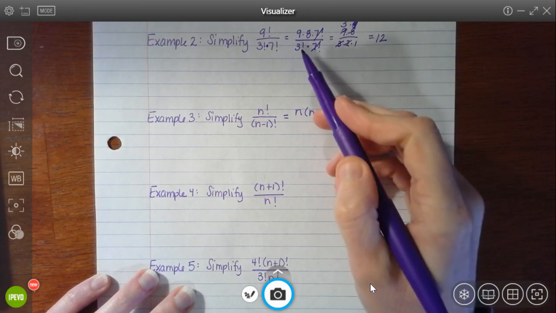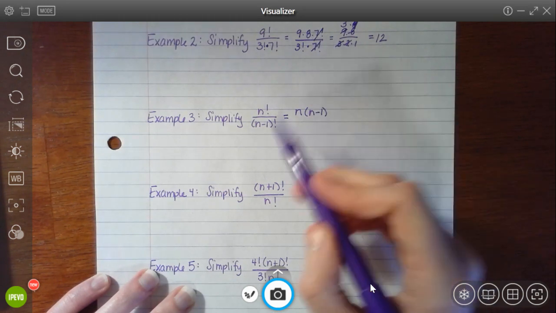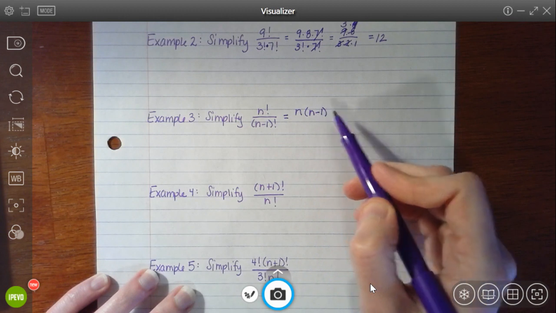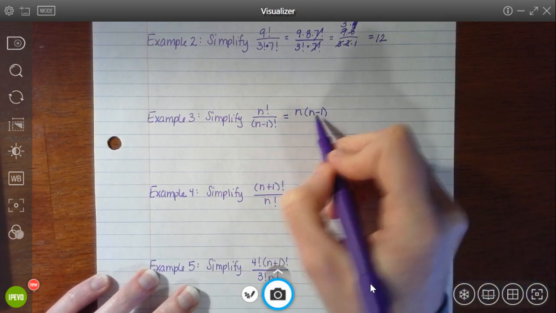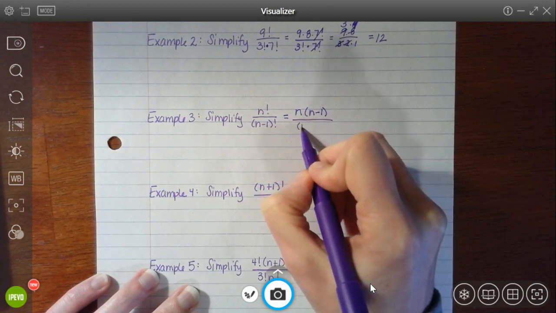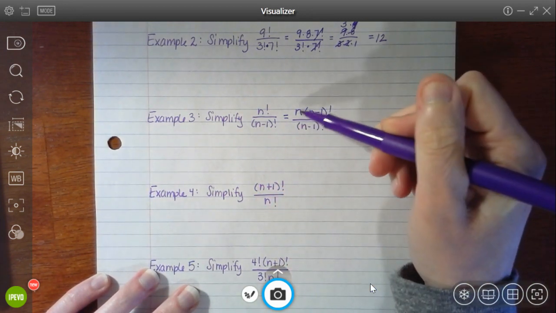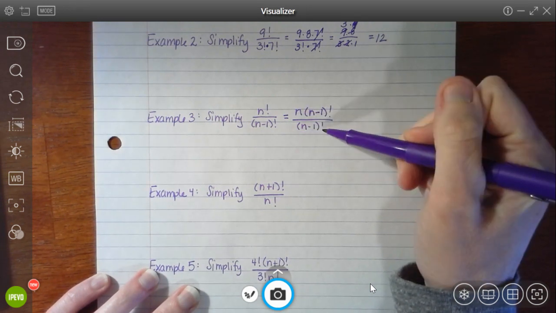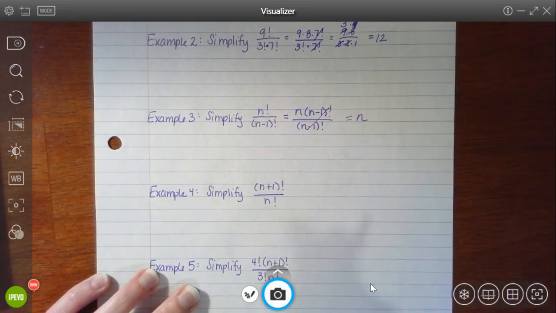So, you know, when I went here, I did 9, then I subtracted 1 to get 8, and I subtracted 1 to get 7. So if I'm starting with n factorial, I'm going to do n, and then n minus 1, my next one would be n minus 2, my next one would be n minus 3, and so forth. But since in my denominator, I had n minus 1 factorial, I'm going to stop there. So my numerator would be n times n minus 1 factorial divided by that denominator of that n minus 1 factorial. Those would cancel out, and my answer would just be n.